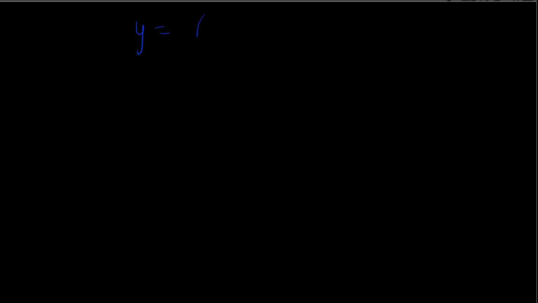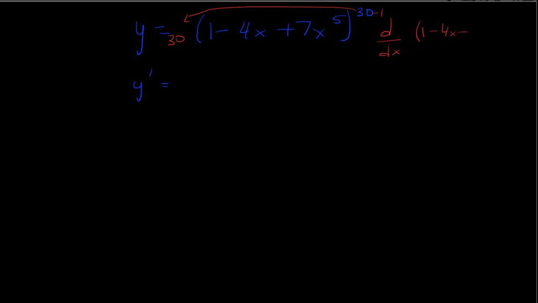Y equals 1 minus 4x plus 7x to the 5th, all to the 30th power. So for the derivative, I'm going to bring down the exponent. So the 30 is going to come down. I'm going to subtract 1, and then I'm going to multiply by the derivative of the inside. So I have 30 times 1 minus 4x plus 7x to the 5th, and we're going to raise it to the 29th power.